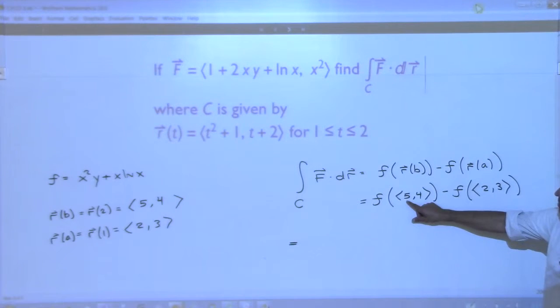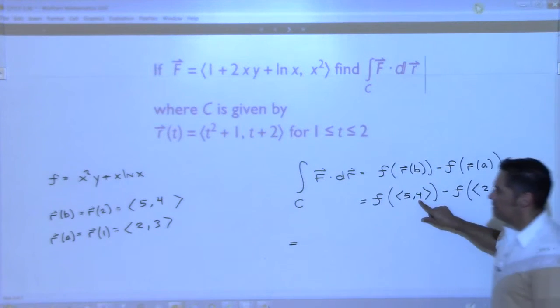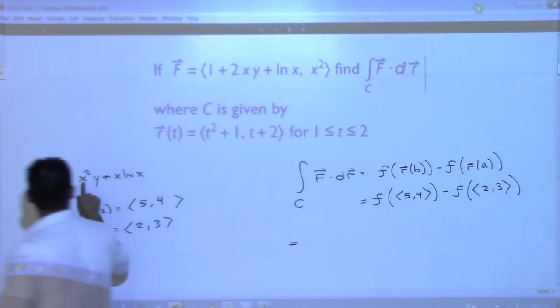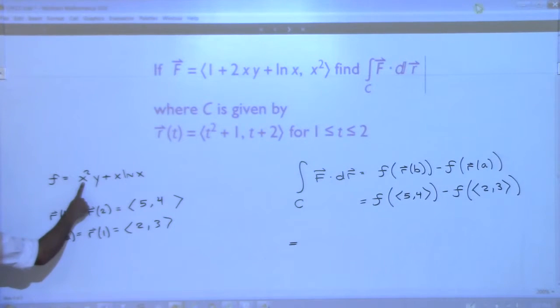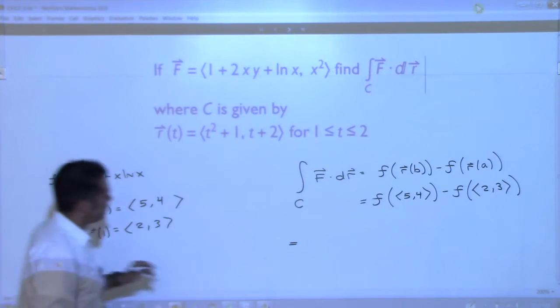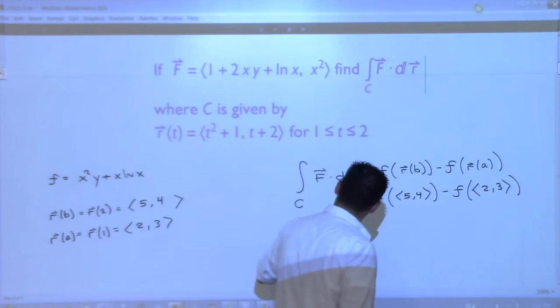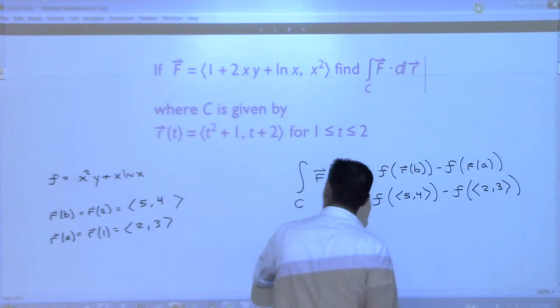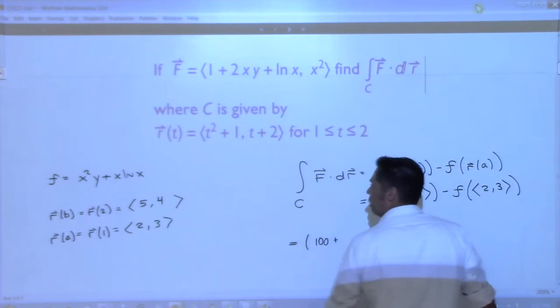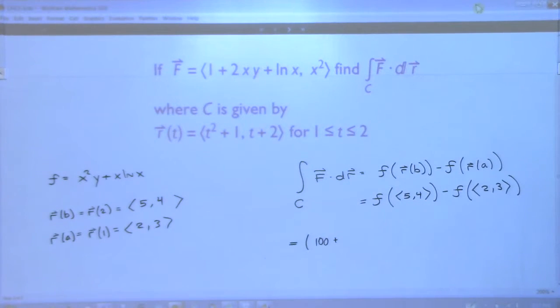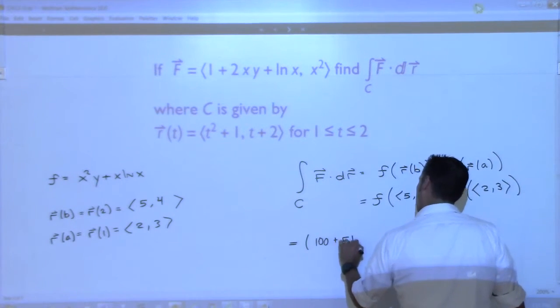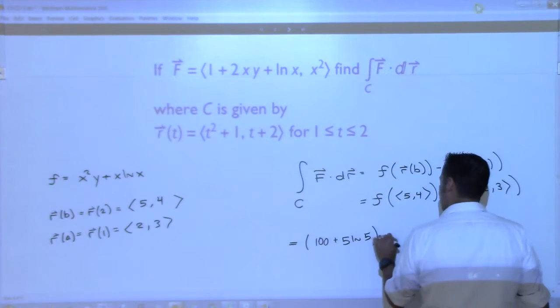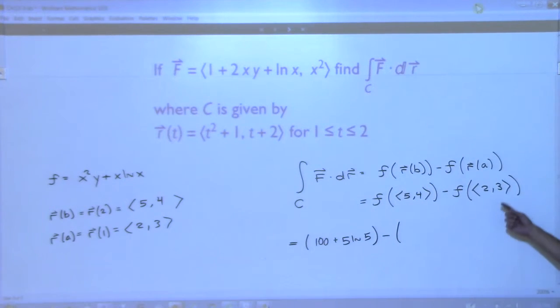5 goes in for x, 4 goes in for y. So 5 squared, 25, right? Times 4, so 100. Plus, sorry, I don't know why I said minus. Plus what? We're plugging this into the little f, right? Little f, the potential. 5 ln 5. And then subtract from that whatever I get when I plug in 2 for x and 3 for y.